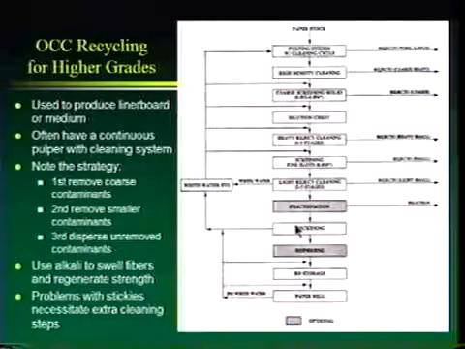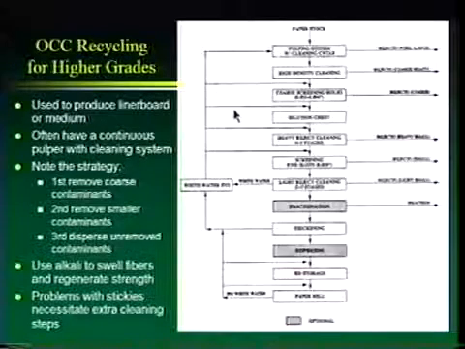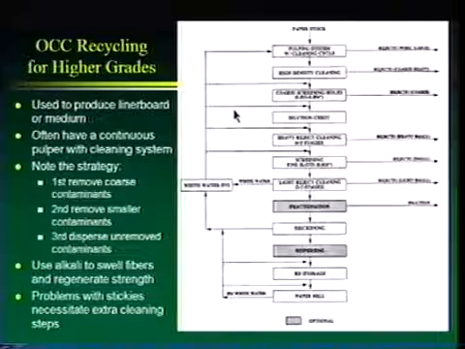All right, so if we look at OCC recycling for higher grades, we're going to use this to make linerboard or medium, and we're going to often have a continuous pulper, and we're going to, again, remove coarse contaminants, then remove smaller contaminants, then remove dispersed, unremoved contaminants. So let's take a look at that.